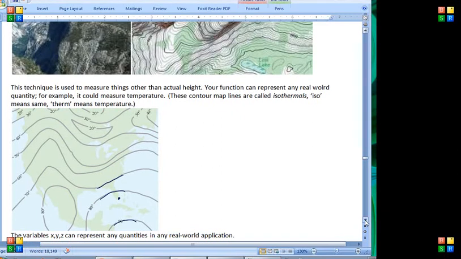And of course, x, y, and z can represent any quantities in any real-world application. We'll often talk about height because we're talking about the graph with z on the vertical axis. But remember that x, y, and z could represent anything. Okay. So now I want to take a moment to talk about going back and forth between the surface and its level curves.